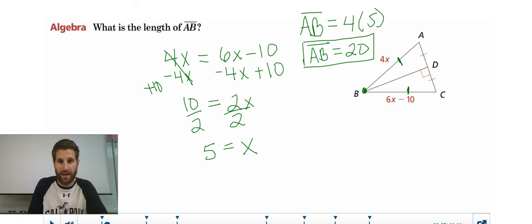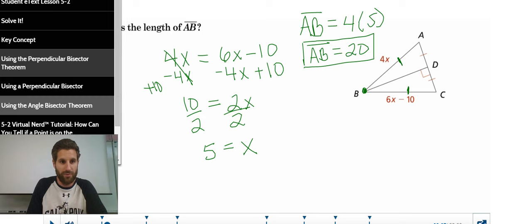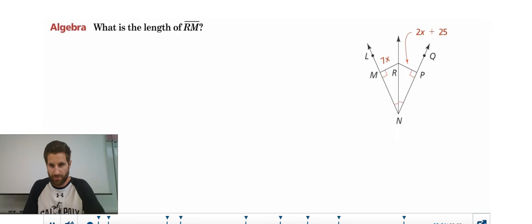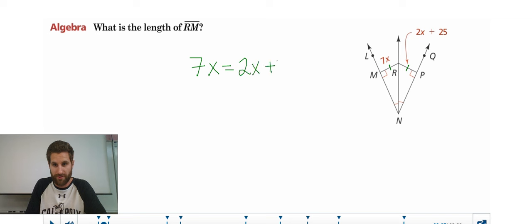Let's take a look at another problem. This one would be using the angle bisector. So here's our picture. This is an angle bisector down here. We can see the angle bisector. And notice that this is from the distance from a point to a line, so R has that perpendicular segment. So just like the theorem states, if there's a perpendicular bisector, we know it's equidistant. So these are congruent too. So 7x is going to equal 2x plus 25.